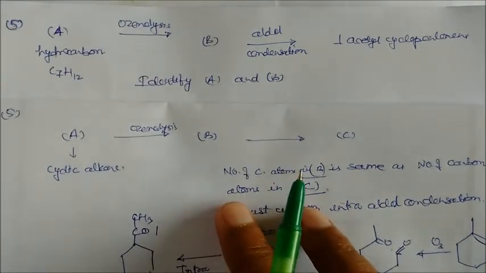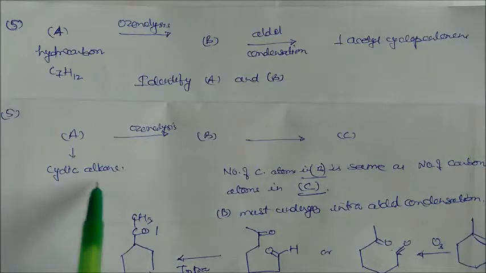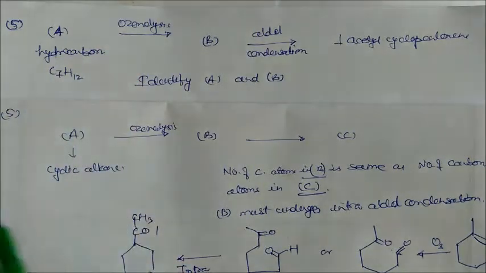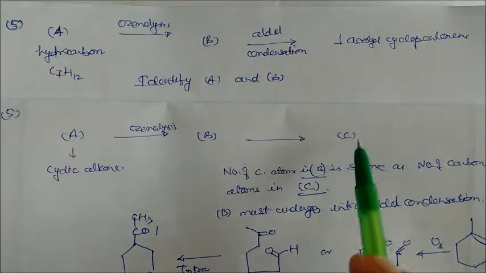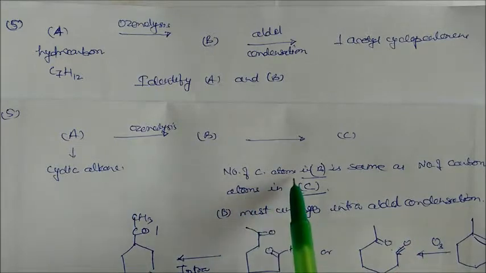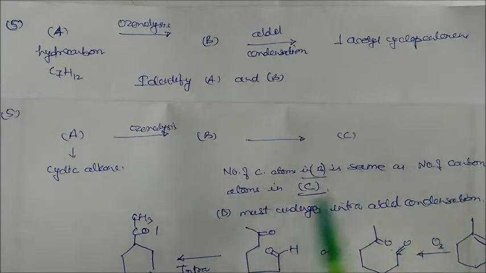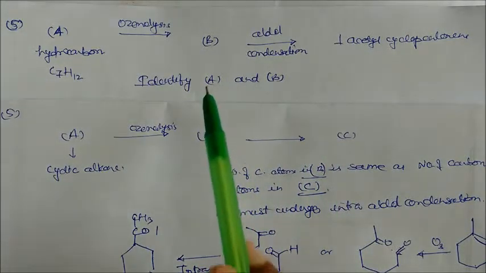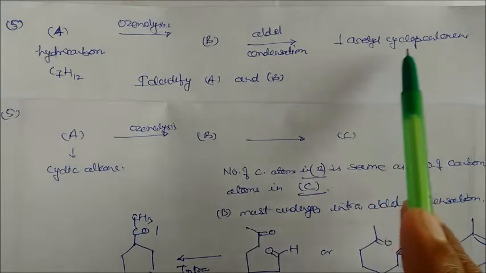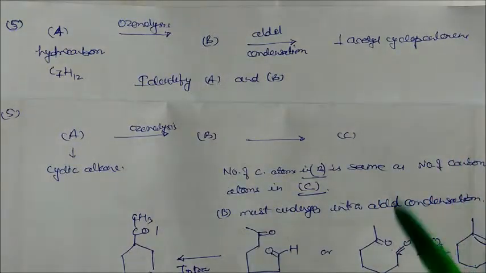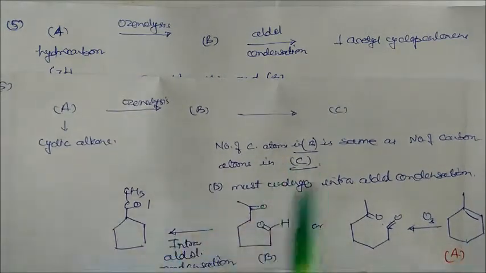So this is your A compound, your cyclic alkene, because on ozonolysis we are getting B, and from B we are getting C. The number of carbon atoms of B is the same as the number of carbon atoms of C. So in both cases the number of carbon atoms are the same. Again from B we are getting acetylcyclopentene. This means that it is going under intra-aldol condensation.